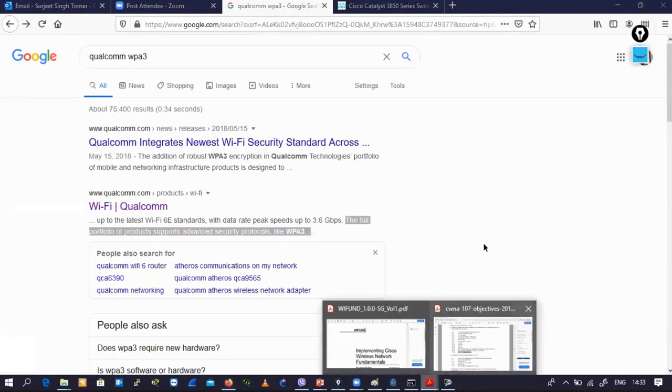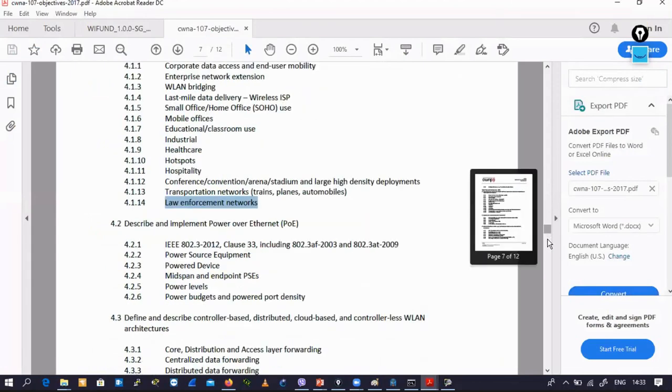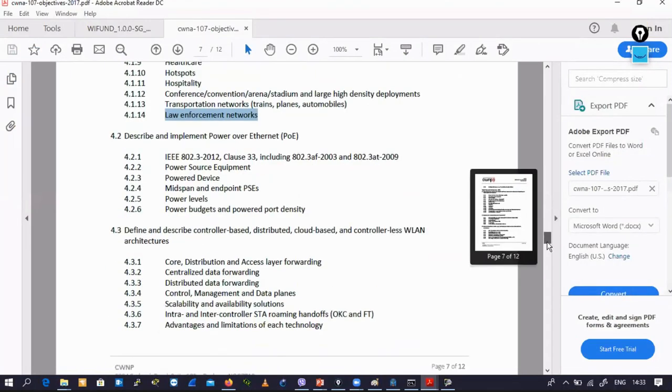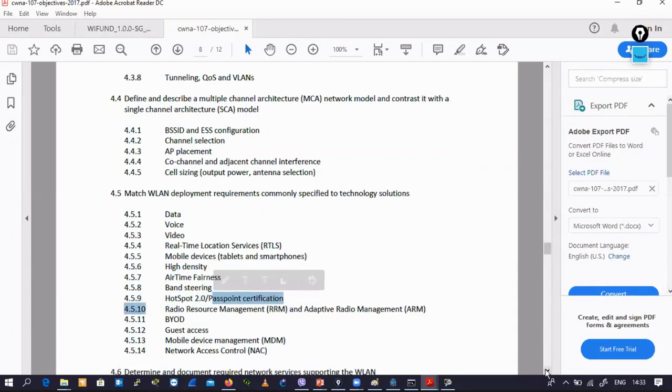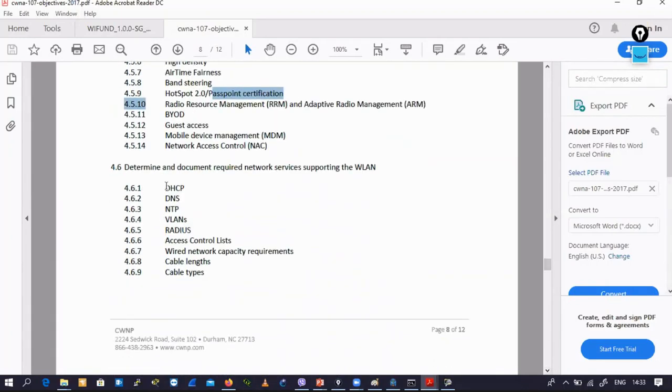So overall, in this CWNA course, you have lots of information. Thank you very much, Mr. Ramesh. So let's say what is data, what is voice, what is video, what is airtime, what is band steering, what about the hotspot, right? These are actually super information, and you can see that it determines the documents required and the network services supporting WLAN. You will also get information about the dynamic host configuration protocol, DNS, NTP also, VLAN, and RADIUS information.